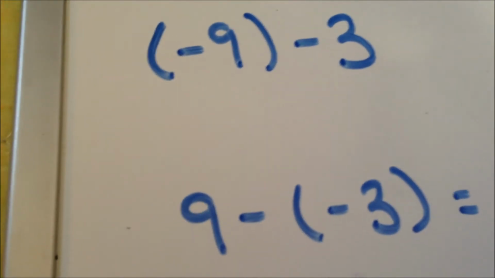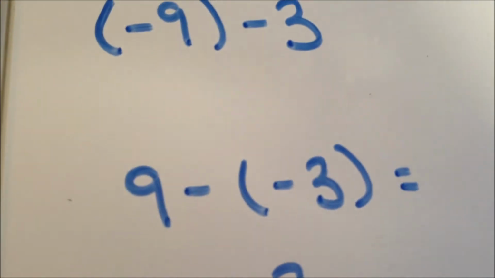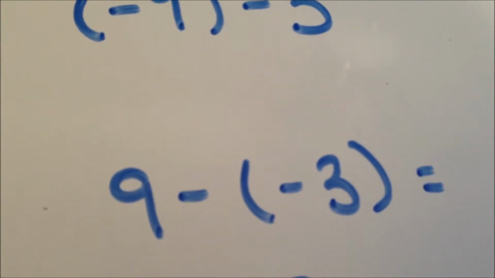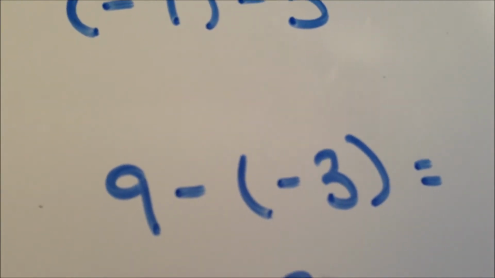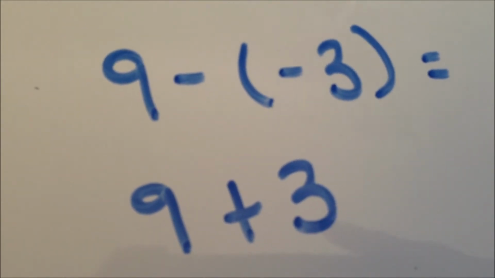All right, now we have 9 minus -3. When you have minus a negative, it becomes a plus, and just a plus. Everything else goes away. I would strongly advise you to rewrite a situation like this. So 9 minus -3 becomes 9 plus 3, which is a much simpler problem to look at, and that's simply 12.